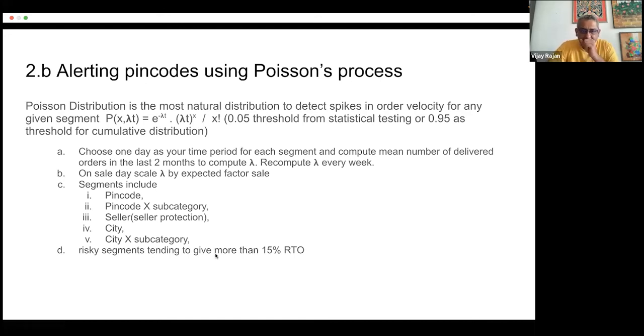So risky segments tending to have more than 15% RTO is also one thing that we notice. Anything that's risky, that's dormant most of the time, comes up suddenly. It tends to be risky, and it contributes a lot towards the returns and the RTO.